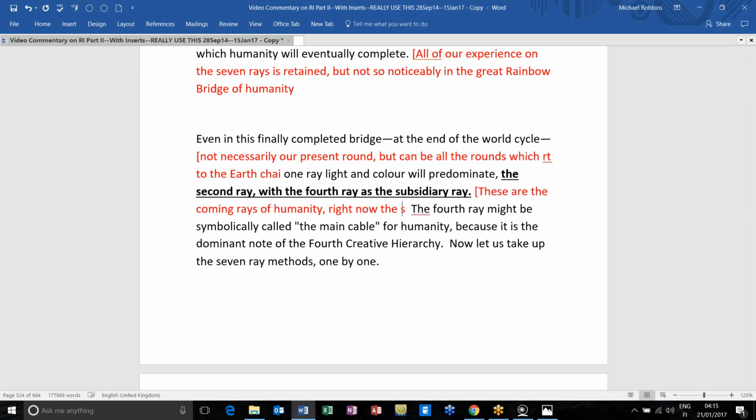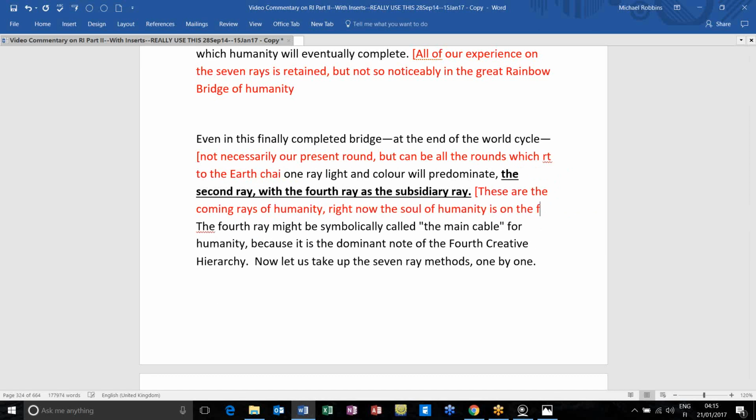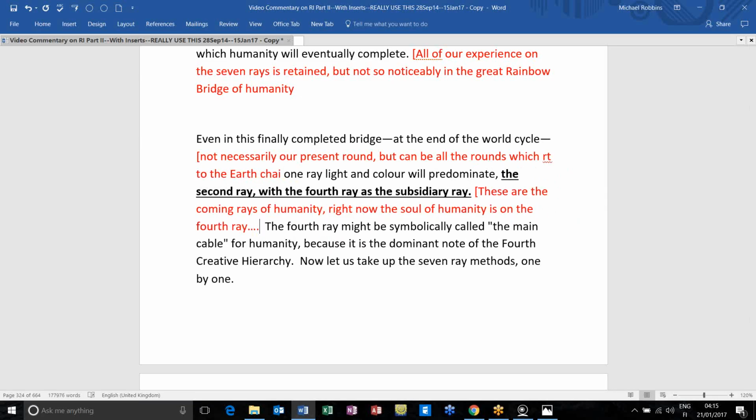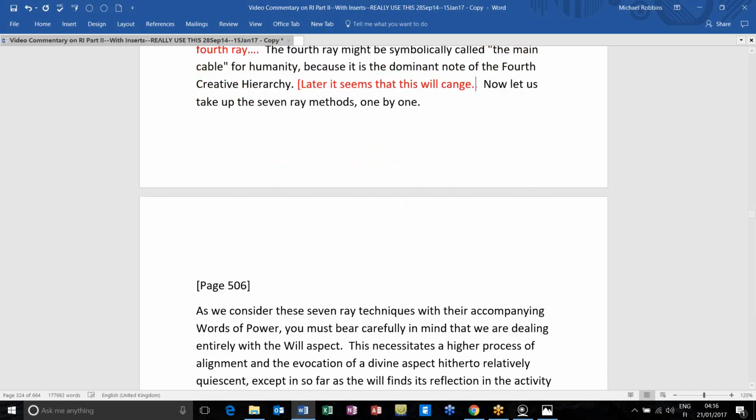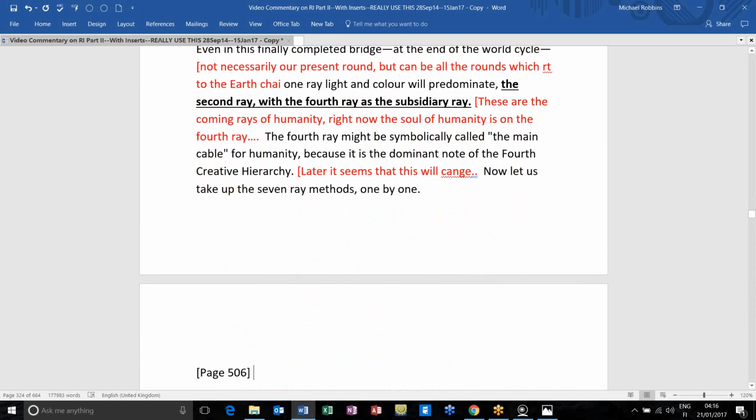Right now, the soul of humanity is on the 4th ray. The 4th ray might be symbolically called the main cable for humanity because it is the dominant note of the 4th grade of hierarchy, but later this may change. Later it seems that this will change. Now we're going to take up the 7-ray methods one by one. So this seems to be a good place to stop this particular program.